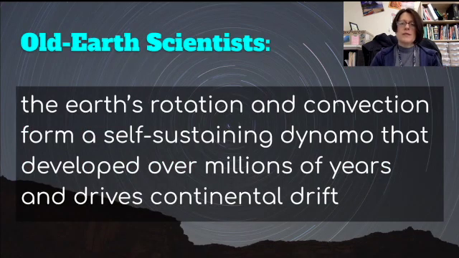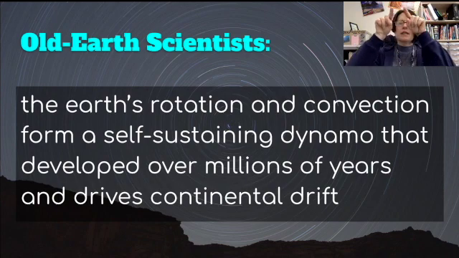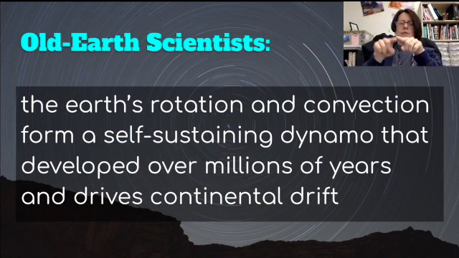Old Earth scientists would say that, due to the principle of uniformitarianism, things are happening gradually and it's the same processes over time, that the Earth's rotation and convection form a self-sustaining dynamo that developed over millions of years and drives continental drift. We had talked about this before, that in the mantle, rock rises as it becomes less dense. As it cools, it falls and creates convection currents. And so old Earth scientists would cite those convection currents as one of the reasons that the continents are moving.